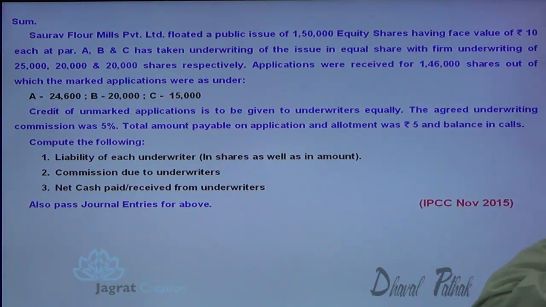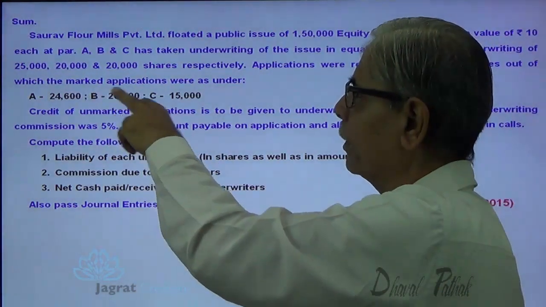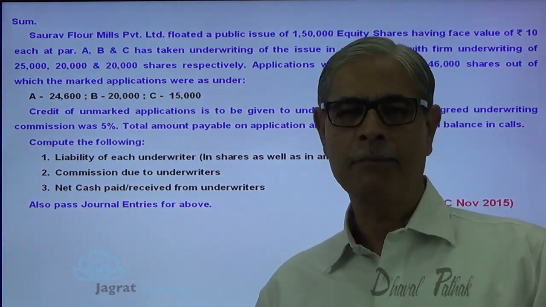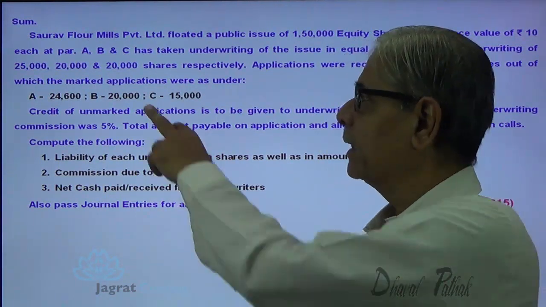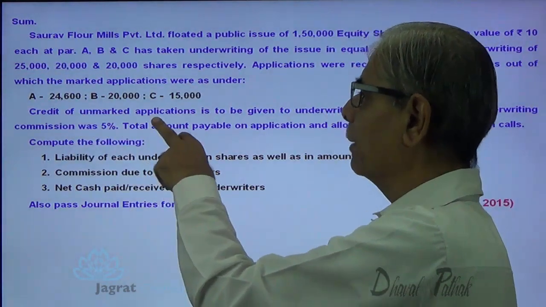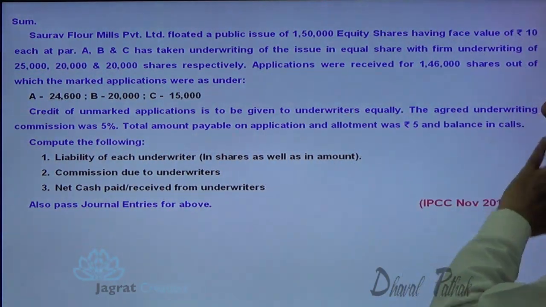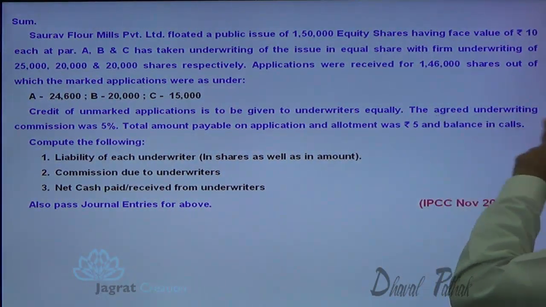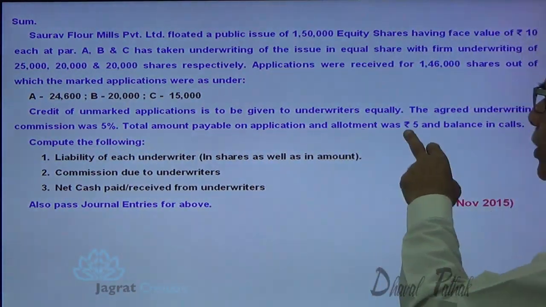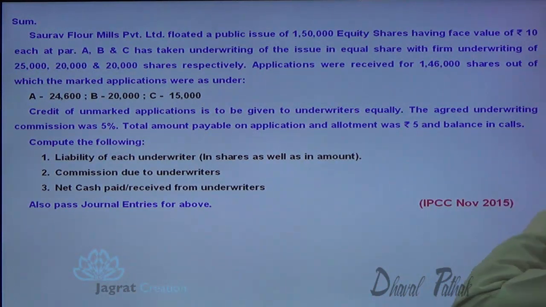for 1,46,000 shares, out of which marked applications were as under: marked application of A 24,600, that of B 20,000 and that of C 15,000. Credit for unmarked application is to be given to underwriters equally. The agreed underwriting commission was 5%. Total amount payable on application and allotment was ₹5 and balance in calls.